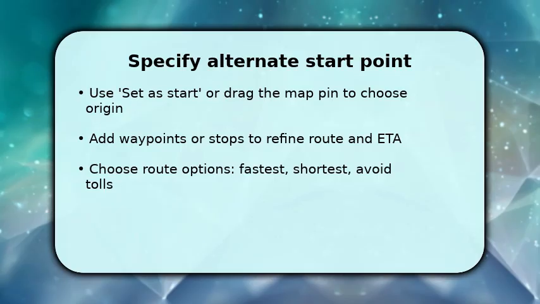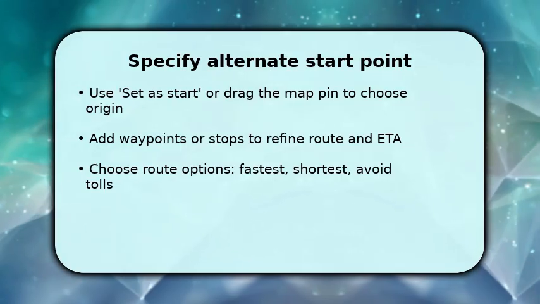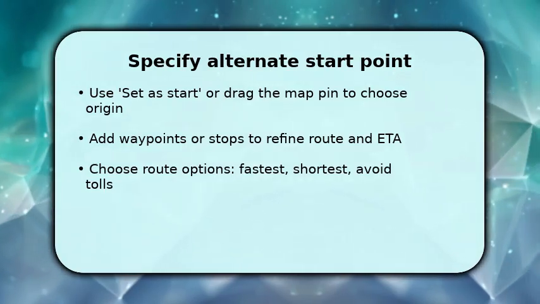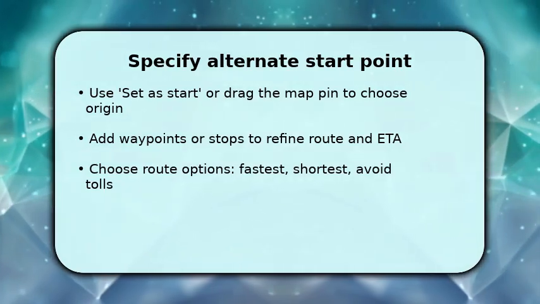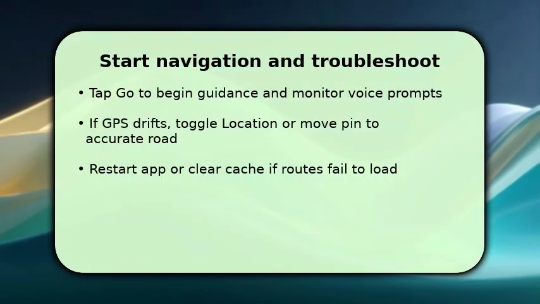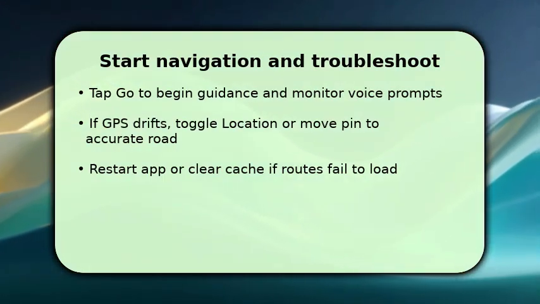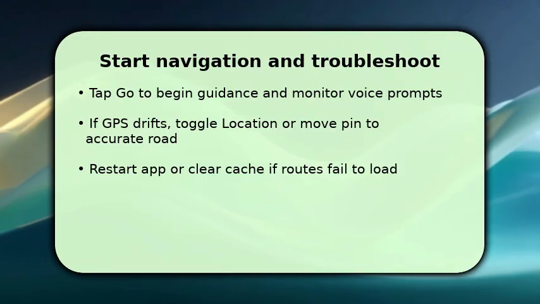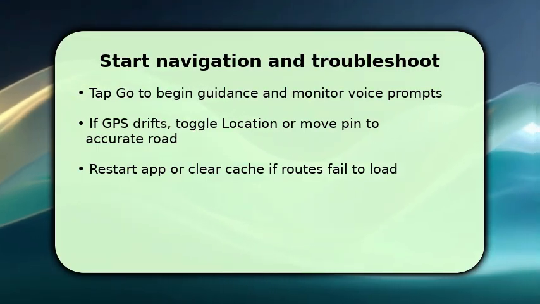As you adjust, Waze recalculates. Watch the ETA and distance, so you understand why one option may be better than another. Tap Go to begin navigation from your chosen origin and follow voice prompts. This confirms Waze is using the alternate start correctly.